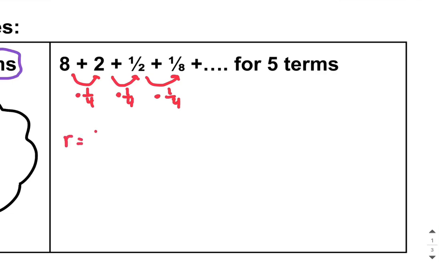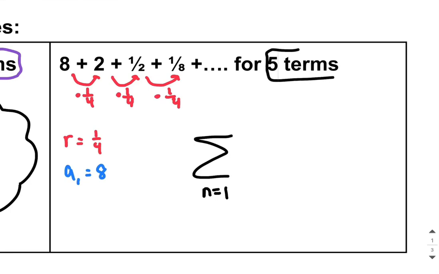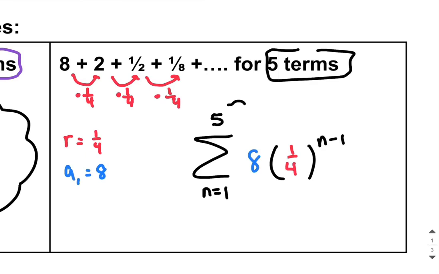Then I know my common ratio is 1/4. I have a sub 1 is equal to 8. Now I'm going to write my summation notation. I have n is equal to 1 on the bottom, 5 terms, so 5 on top. And then I have 8, the first term, times 1/4 raised to the n minus 1 power.